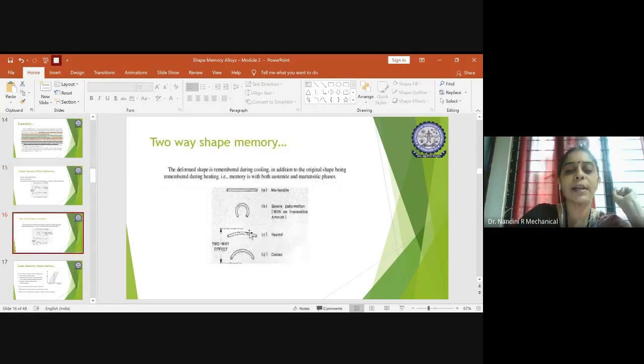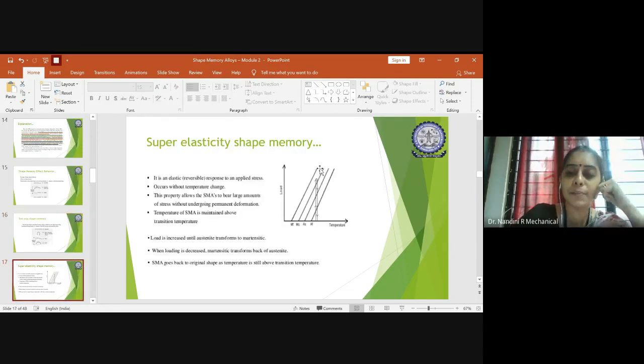But in the case of two-way, it can deform and come back to the original position because it will have the memory concept in both the austenite and the martensitic phase. So this is the difference between two-way shape memory and one-way shape memory. Apart from that, you should know something related to superelasticity in shape memory. I told you that all shape memory alloys have superelasticity in nature. So irrespective of the load or the temperature you are subjecting, the material will be able to come back to its original position. This is nothing but the superelasticity nature of any shape memory alloy.